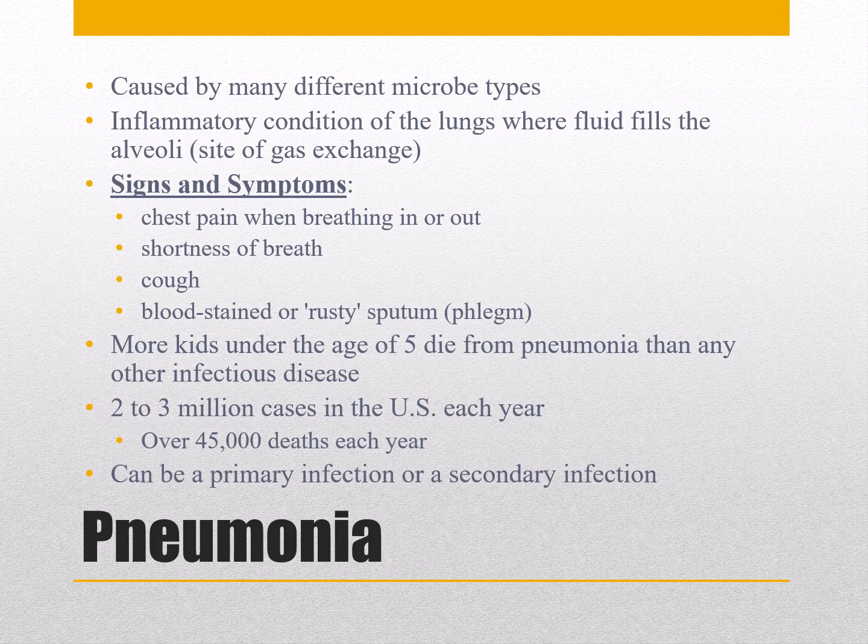Okay, on to pneumonia. Pneumonia can be caused by all kinds of different microbe types, but the signs and symptoms are generally the same, where we have this inflammation of the lung tissue, filling of fluid in the lungs, and that leads to chest pain, shortness of breath, coughing, sometimes coughing up a bloody stained or rusty phlegm, or sputum is sometimes what we call it. Kids can be pretty susceptible and have a higher risk of dying from pneumonia. It just depends on the type of pneumonia.